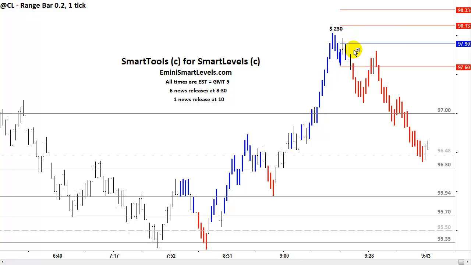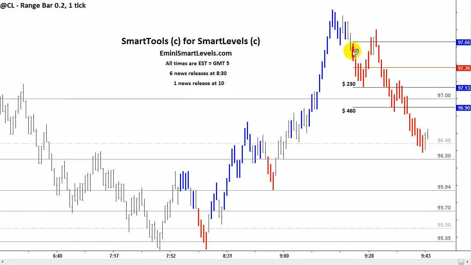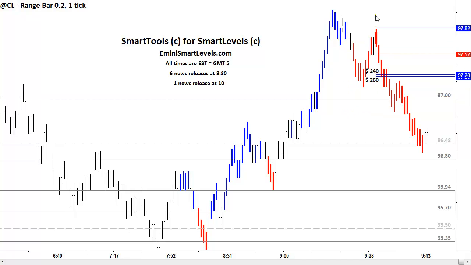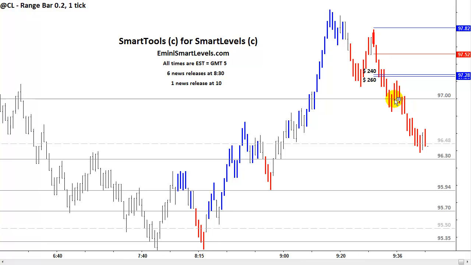Then the market went down. We're in no man's land here. There are no SmartLevels to work off of. This short setup barely misses reaching the first profit target. It goes higher. This short setup does reach both profit targets and continues on down to the 97 level.